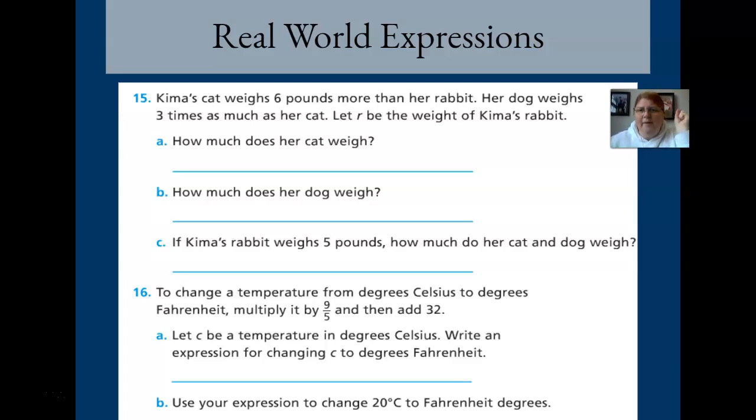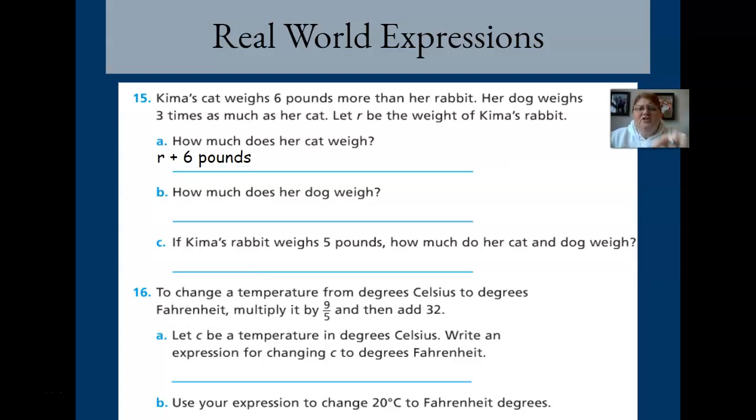Okay, her dog weighs 3 times as much as her cat. Let R be the weight of Kim's rabbit. Okay, so we know that R is the rabbit. Okay, so how much does her cat weigh? Well, I'm going to go back to the problem, and it says Kim's cat weighs 6 pounds more than her rabbit. Okay, so it's the rabbit plus 6. So that expression would be R plus 6.